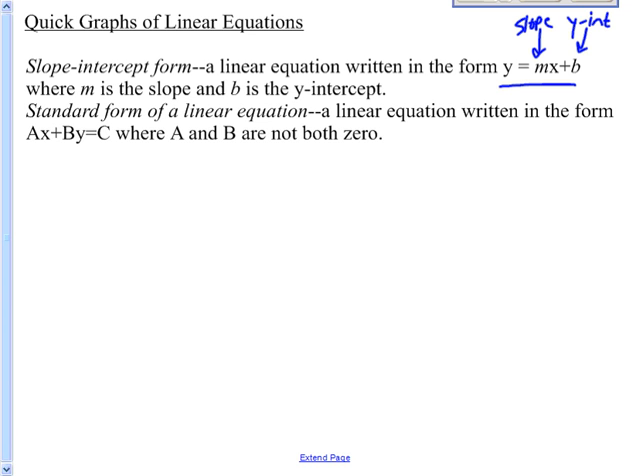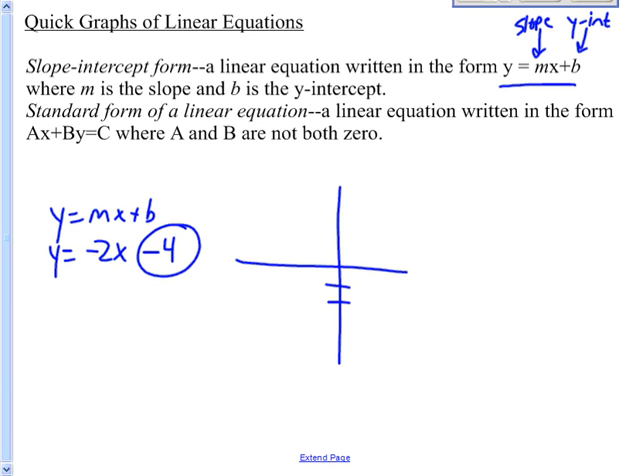So for example, if you have y equals negative 2x minus 4, then your y-intercept is negative 4. That's where it would cross the y-axis, right? And your slope is negative 2. In other words, it goes down 2, right 1, if you recall from your algebra 1. And we'll do some of this, down 2, right 1, okay? So that's your slope-intercept form.